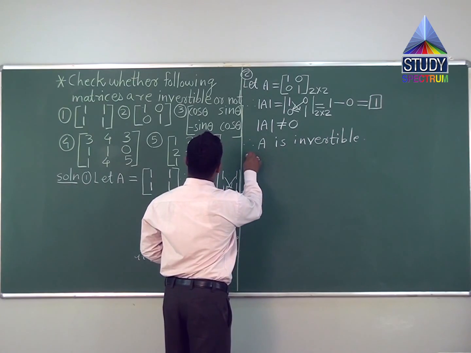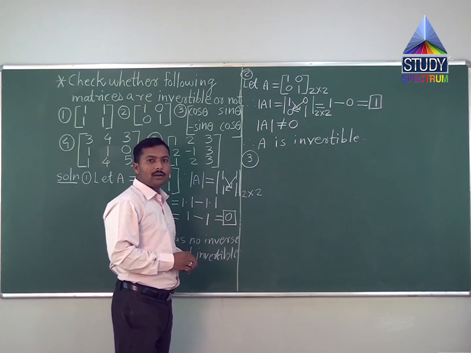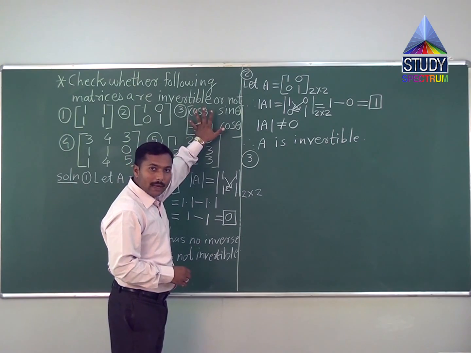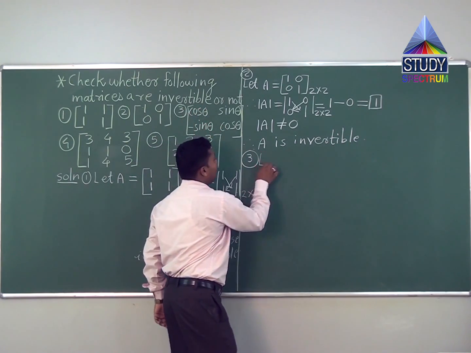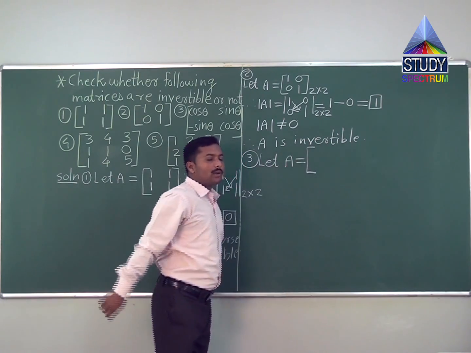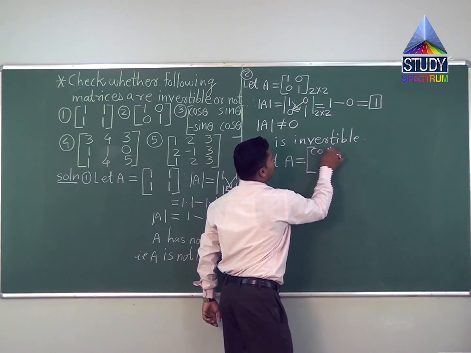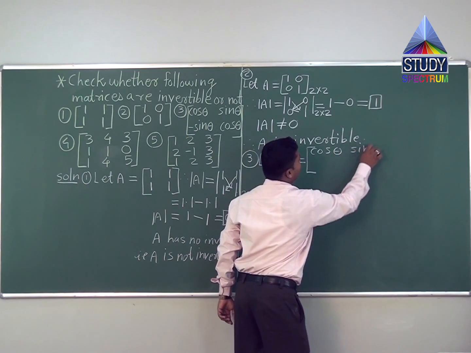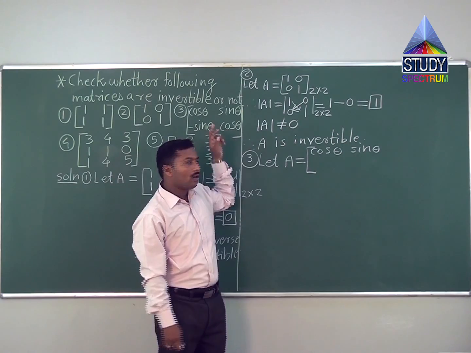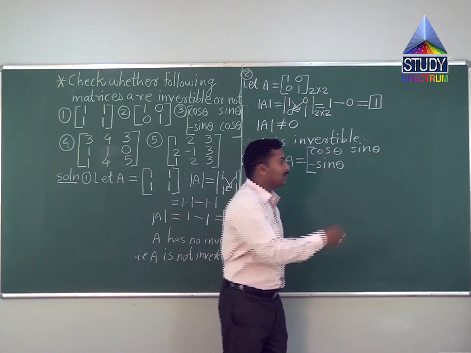Again we discuss the third, very interesting problem, which contains trigonometric functions. Again we assume this given matrix is A, so let A equal the given matrix: first row cos theta, sin theta; second row minus sin theta, cos theta.